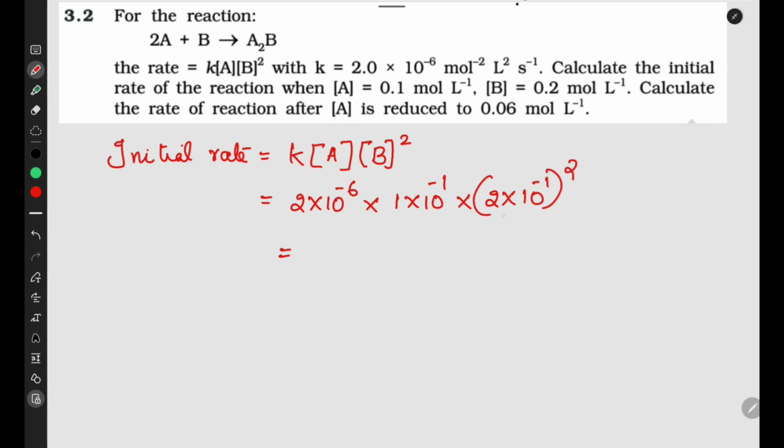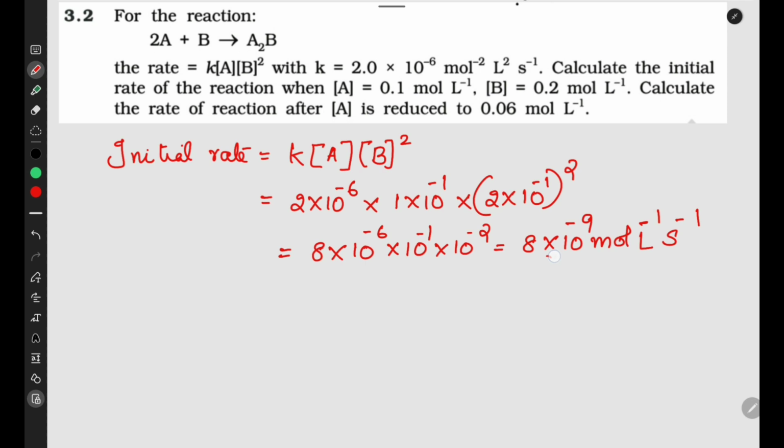That is equal to 2 square is 4, 4 into 2, 8, 8 into 10 raised to minus 6 into 10 raised to minus 1 into 10 raised to minus 2, that is equal to 8 into 10 raised to minus 9 mole liter raised to minus 1 second raised to minus 1. So this is the initial rate. Then the concentration of A is reduced from 0.1 to 0.06.